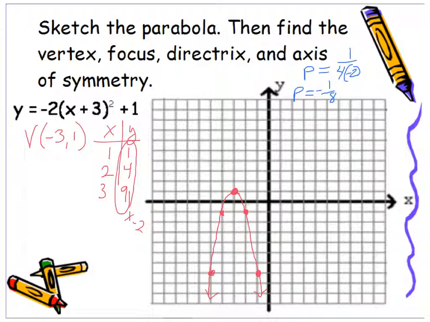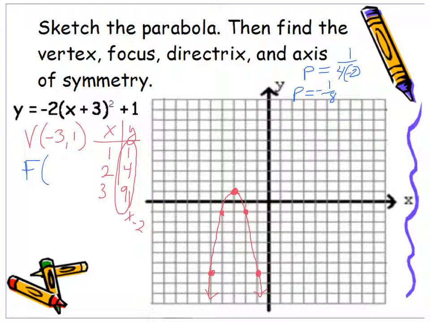So that's a tiny amount. That means from the vertex, since p is negative, that tells me to go down, which makes sense. I already knew it was going to be down here. I'm going to have to go down 1/8, just down a hair right there. So what will that ordered pair actually be?